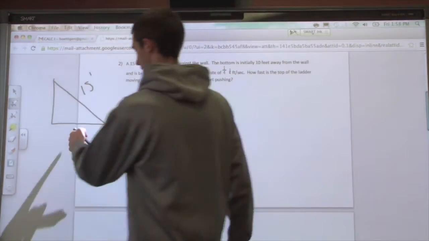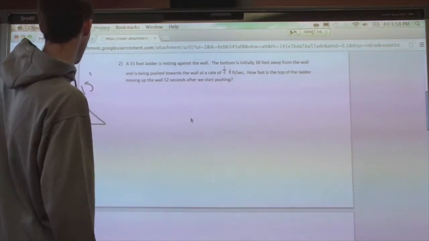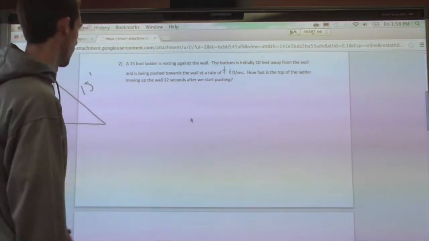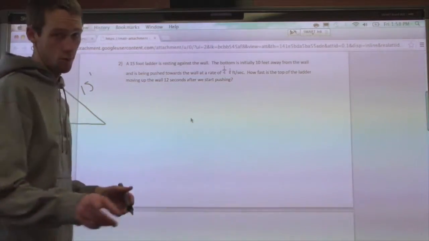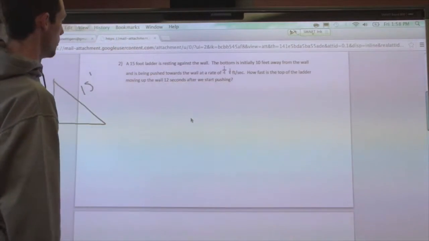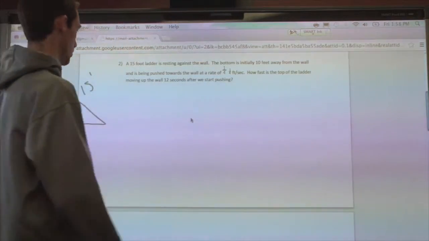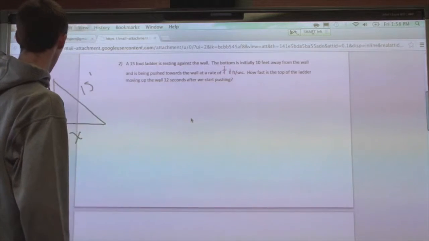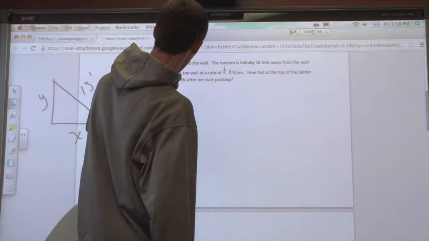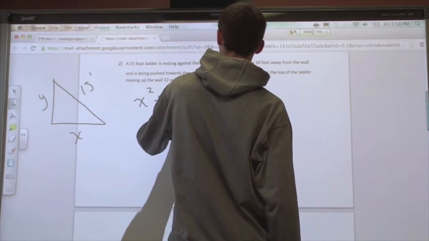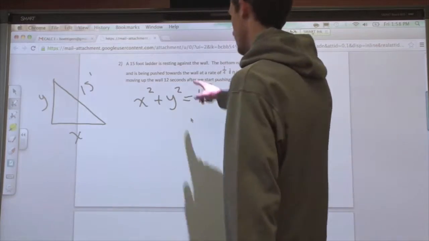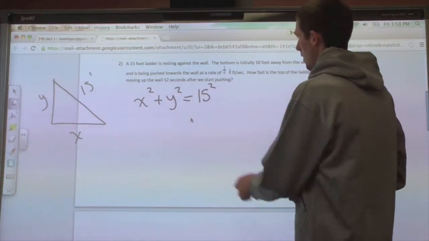The bottom is initially 10 feet away, so this will be some height that's 15 squared minus 10 squared, and the square root of that whole thing. But that's not what we're worried about. We want to know how fast the top of the ladder is moving up the wall 12 seconds after we start pushing it. So we're going to start with our regular triangle equation here. It's just going to be x squared plus y squared equals 15 squared. Because that 15 is never going to change, the ladder is always going to be 15 feet long.